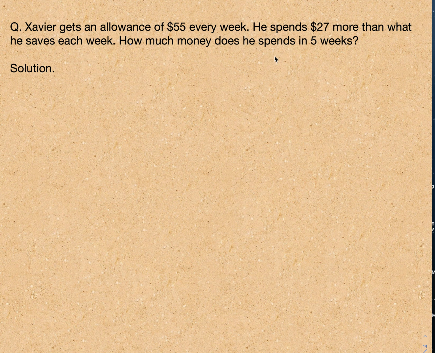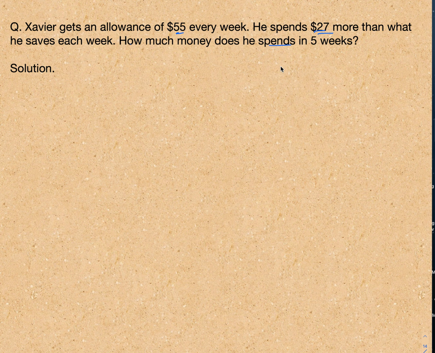So what we have here is Xavier gets an allowance of $55. You can think of it as pocket money. So every week he gets how much money? $55, right? Out of $55, he spends $27 more than what he saves each week. That means he saves less than what he spends, because it's written here he spends $27 more than what he saves each week. What we have to find is how much he spends in 5 weeks.